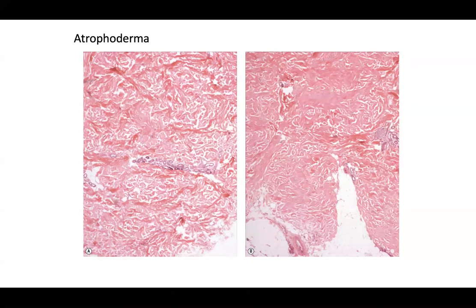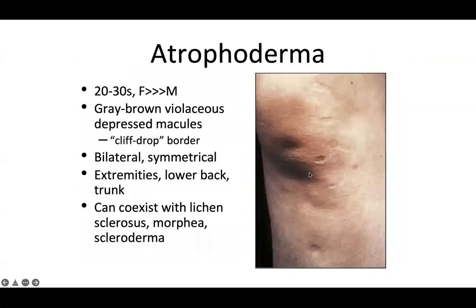Now, if they say rule out atrophoderma, it would be a good idea for the clinician to get you part of the normal skin as well as the atrophoderma lesion itself. So you can really see the cliff drop, not even just clinically, but also histopathologically. That would be the ideal sample if you're really wanting to prove this.